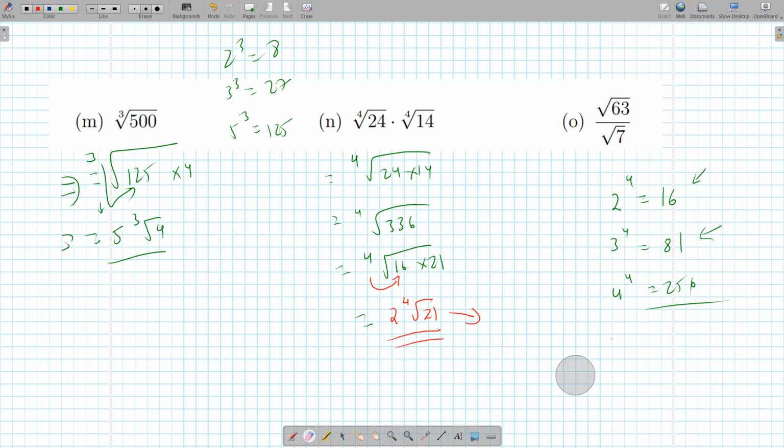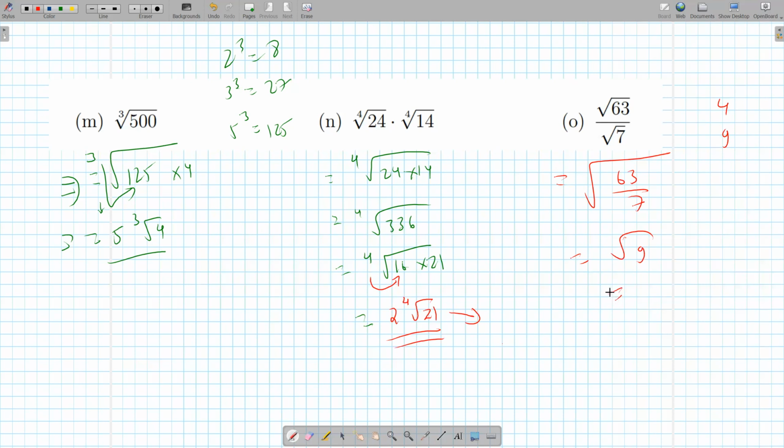Look at O. How do we do O? No, that's just a square root question. These are our perfect squares. And again, if you have the same root, like here, the fourth root, we just combine them. You can just do 63 over 7. What's 63 over 7? 9. What's the square root of 9? 3. And there we go, easy as that.